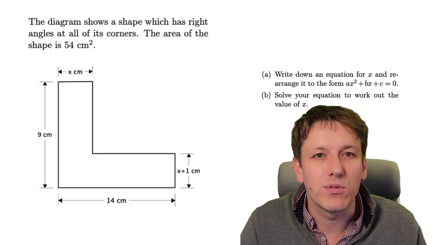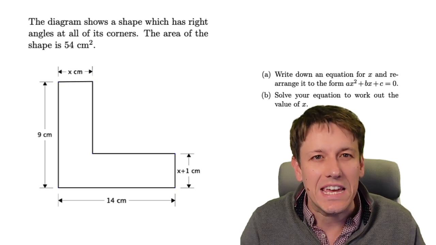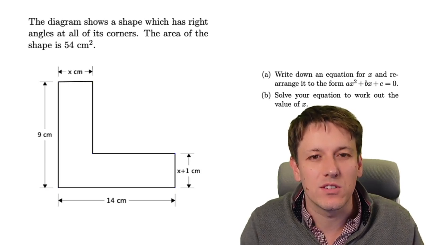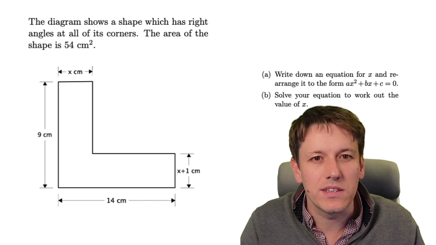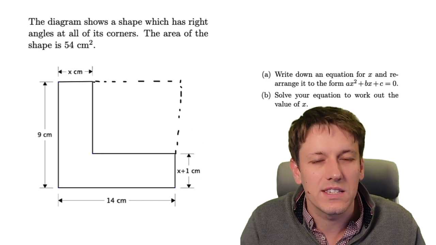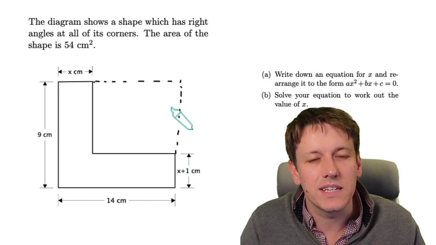Here we've got a shape with right angles at all of its corners, and the area of the shape is 54 centimeters squared. There's a few ways you could split this up into different rectangles. I'm going to choose to look at one large rectangle and subtract the corner that's cut out. So we need to work out these missing lengths.